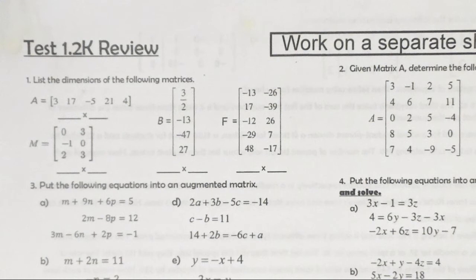This is Ms. Fornes, and I am going to be going over your test 1.2K review for Algebra 2. We'll go ahead and get started with number 1. It says, list the dimensions of the following matrices. So just kind of a little bit of review.